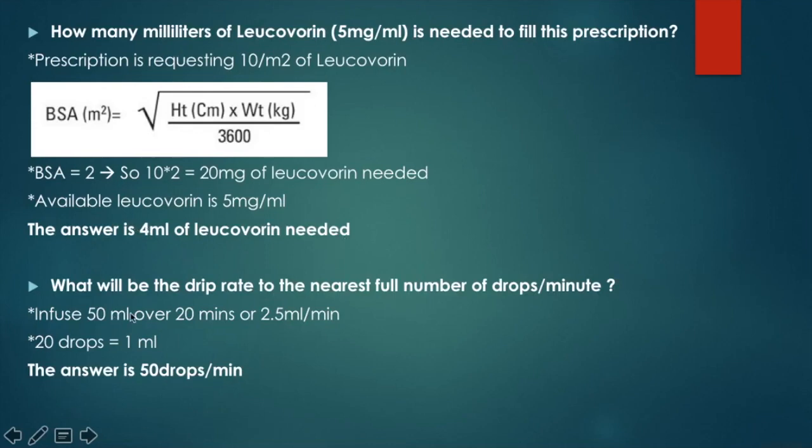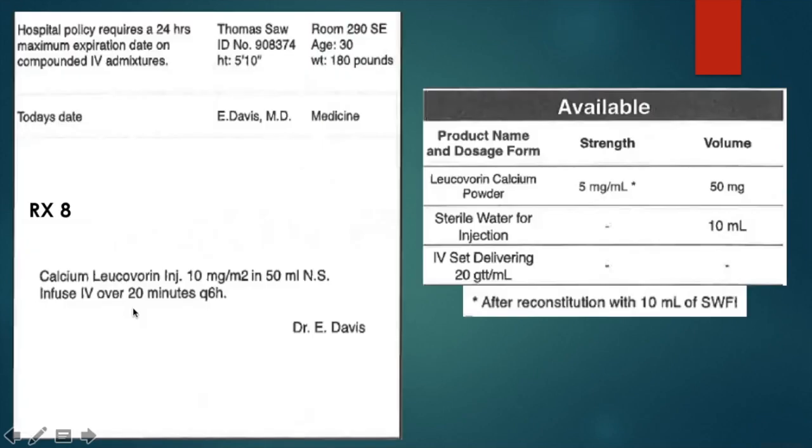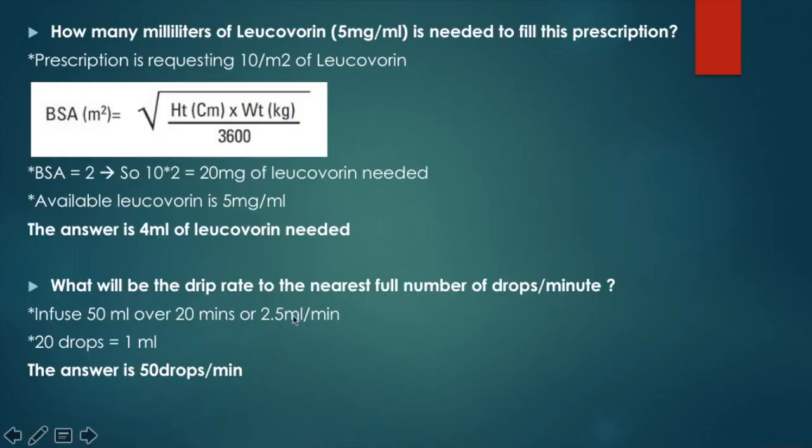What would be the drip rate? 50 ml over 20 minutes. Not 6 hours, folks. Don't you dare put 6 hours. Over 20 minutes. Okay, and that will give you 2.5 mLs per minute. And remember, they told you 20 drops equals to 1 ml. You multiply, 50 drops. Easy.